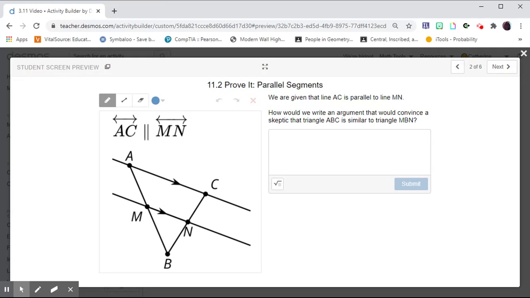We're given that line AC is parallel to line MN. How would we write an argument or share with a friend that would convince a skeptic that triangle ABC is similar to triangle MBN? I'm going to give you a couple minutes, so pause at this point and think through what we might want to do. Again, the lines are parallel. What do we remember about parallel lines?